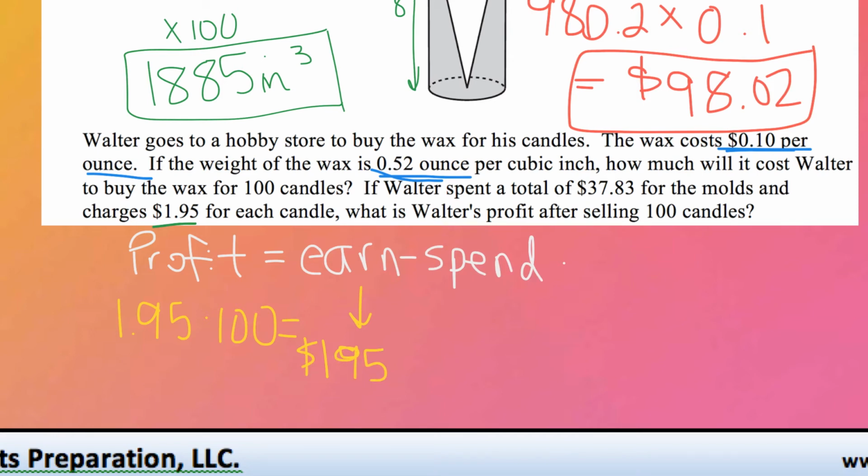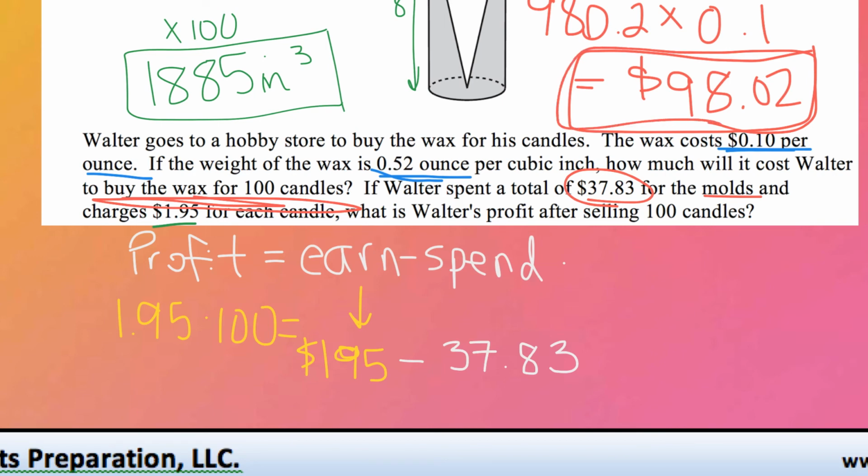So now we need to subtract the amount that Walter spent on this investment. Well, there are a couple things he spent. One is $37.83 for the molds, so we'll have to subtract that away. But there's more. We need to remember that he's also spent money to buy the wax for the candles, right? That was the second part of the question. It was calculating how much money he's spending on the wax. And we calculated it to be $98.02. So we have to subtract that from his earnings as well.